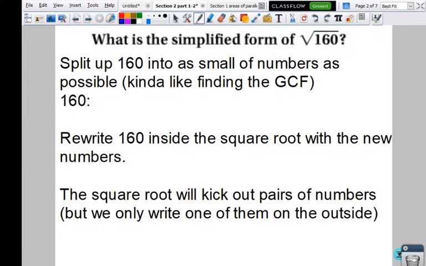Intro. We are going to start by ignoring Luis. Hi guys, Bulky. And then we are going to simplify the square root of 160.